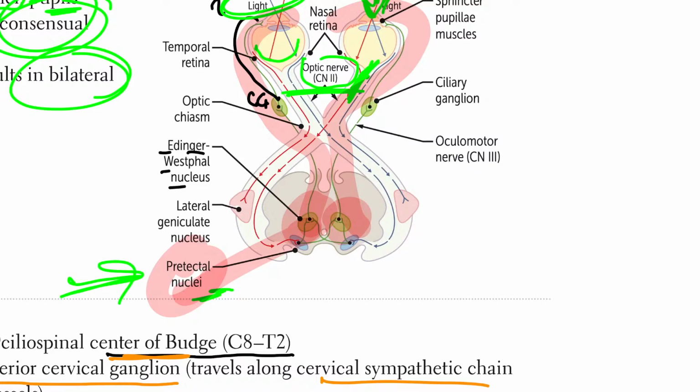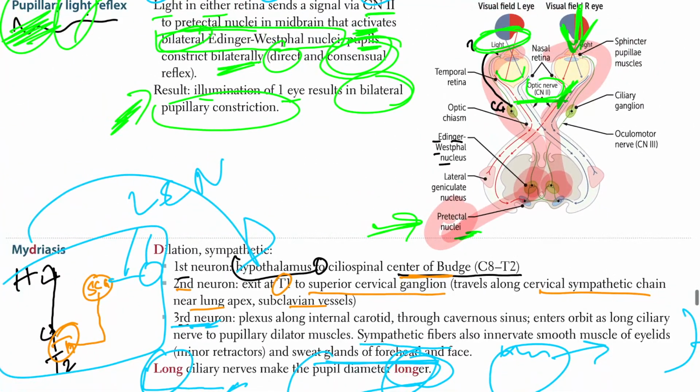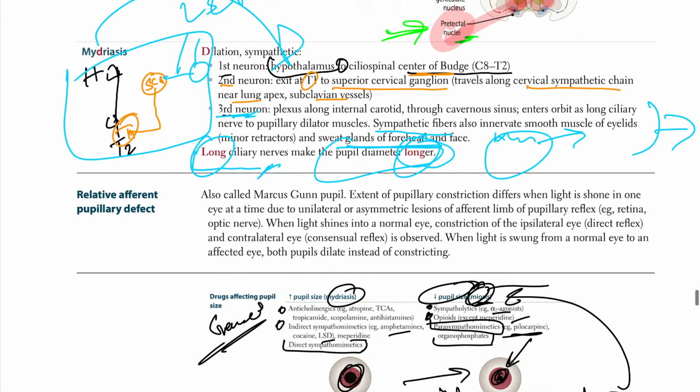Simple. Now we will talk about defects. The defect of this is called the relative afferent pupillary defect, which is also known as Marcus Gunn pupil. Here what we have is extent. Let's just read this first. Extent of pupillary constriction differs when the light is shone in one eye at a time due to unilateral or asymmetric lesion of the afferent limb of the pupillary reflex. Example, retina, optic nerve. I'll talk about this, but let's just read the whole thing first.